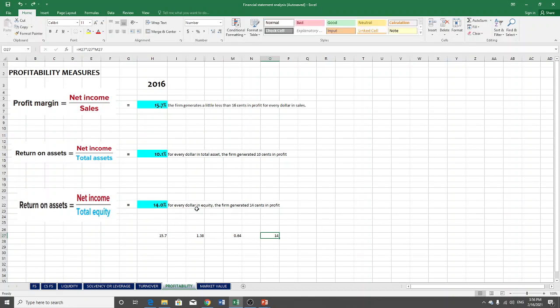So that means the DuPont identity is correct. So thank you very much. This is the end of our lecture for working with financial statements. So thank you very much.